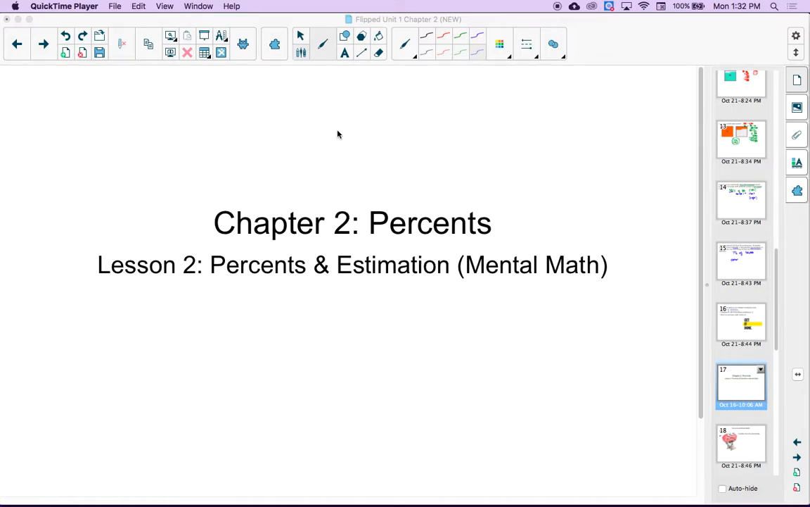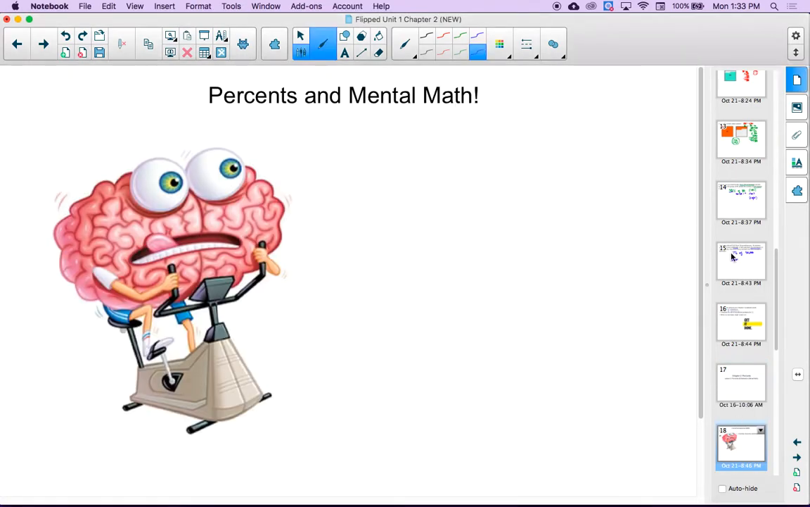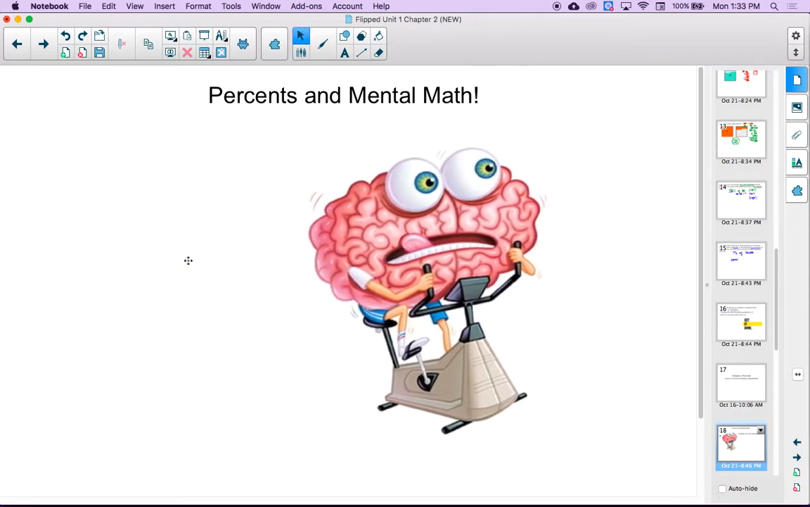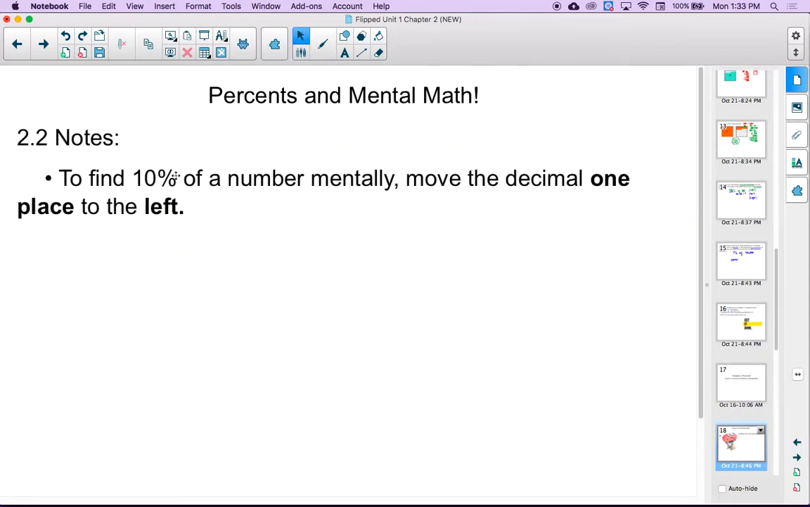This is the second lesson in Chapter 2. This lesson is about percents and estimation. For us, we're going to call this our mental math lesson. This is a wonderful math lesson. It is an excellent workout for your brain. You are going to love it, and we will enjoy some new learning today.